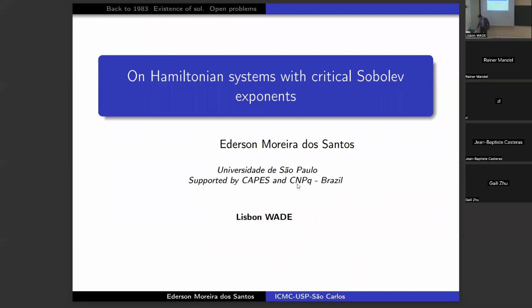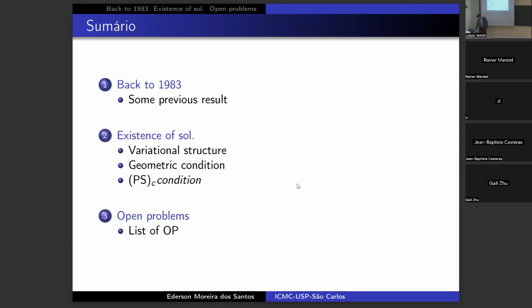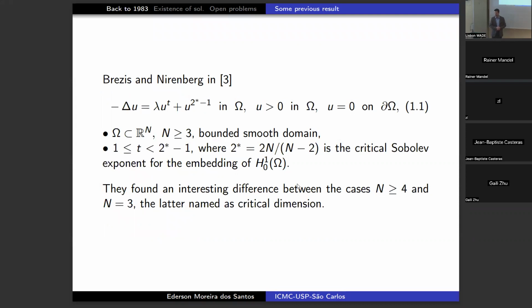So I'm going to talk about some systems of elliptic PDEs with critical growth. The motivation goes back to the classical work of Brezis-Nirenberg from 1983. The main goal is to understand: we know that for the Brezis-Nirenberg problem, we have a difference between dimension 3 and dimension greater than or equal to 4. So I want to understand how it works in the framework of systems.